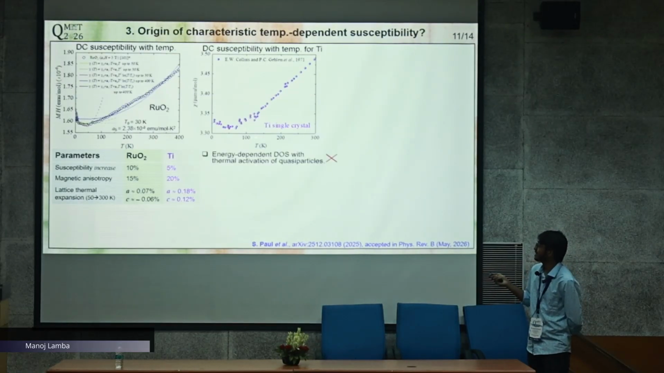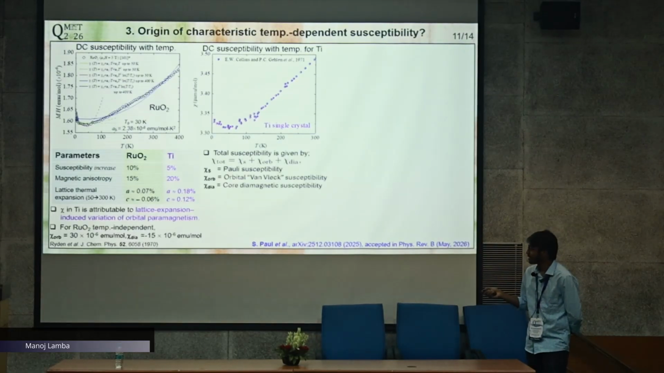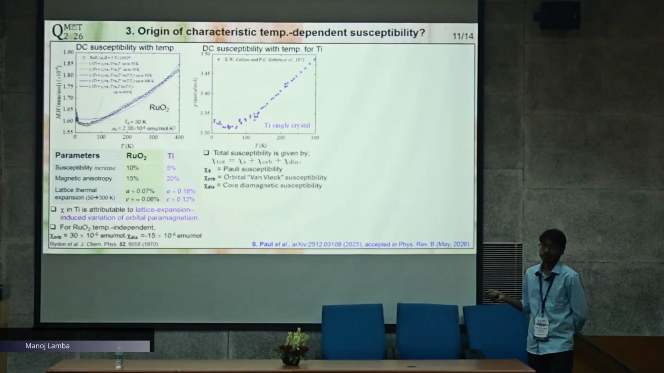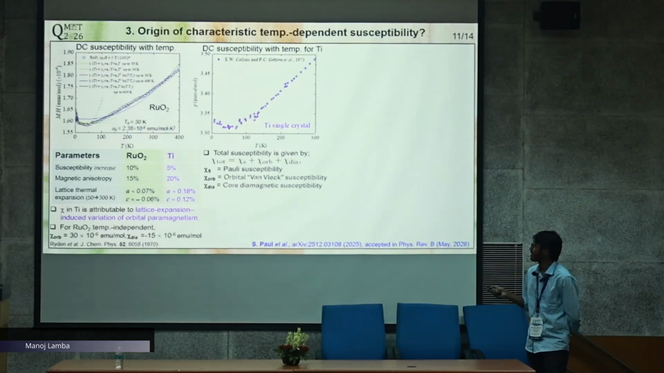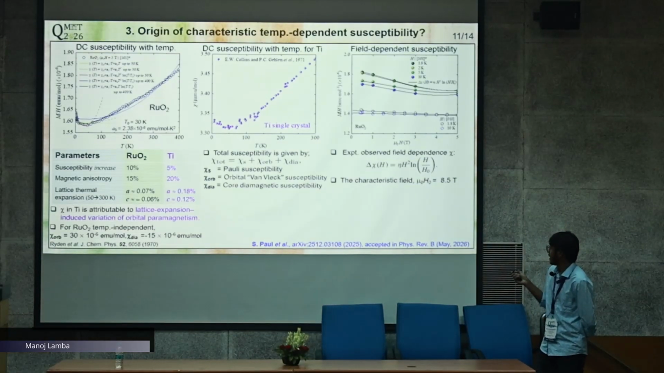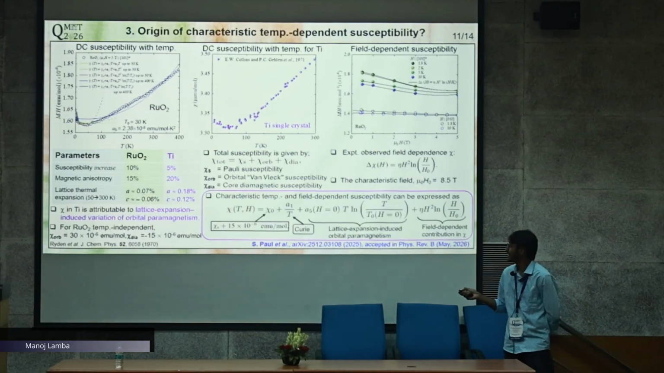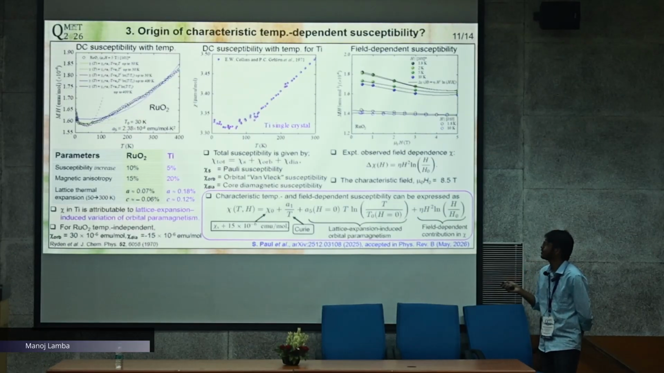Generally this kind of behavior is also observed in titanium and other transition metals, and there they explain it with the lattice expansion induced variation of the orbital paramagnetism, where the total susceptibility is Pauli susceptibility, orbital Van Vleck, and core diamagnetic. And the susceptibility at different fields is explained by a term with H square log H over H0, where H0 is the characteristic field. So overall, the total temperature and field dependent susceptibility for ruthenium dioxide has four contribution terms: Pauli susceptibility, Curie term, lattice expansion induced orbital paramagnetism, and field dependent contribution in chi.